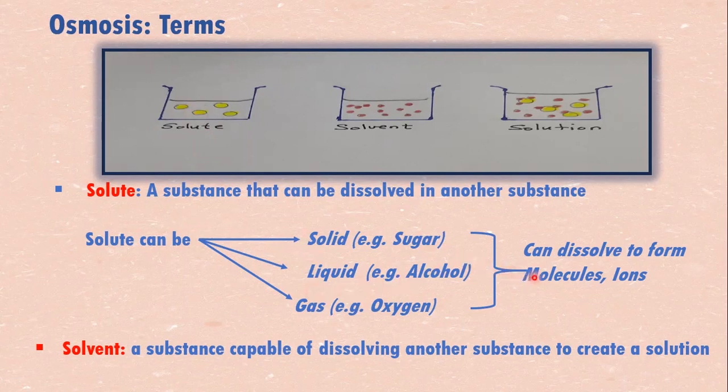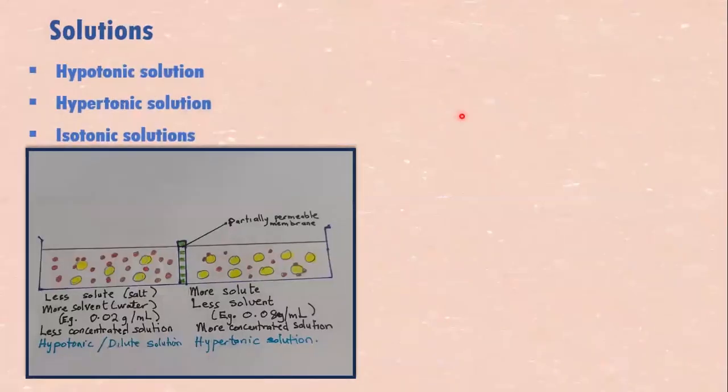Then a solvent is a substance capable of dissolving another substance to create a solution. So we have here solutes plus solvents producing our solution. Well, there are different types of solutions. So we'll look at hypotonic, hypertonic, and isotonic solutions.